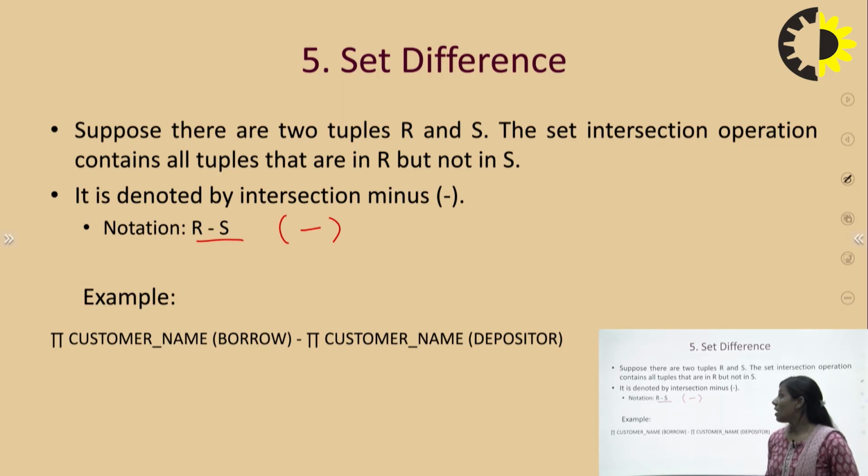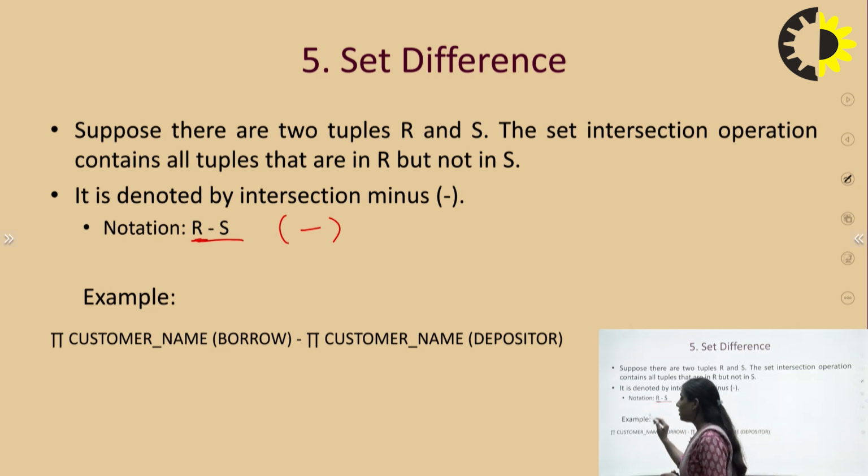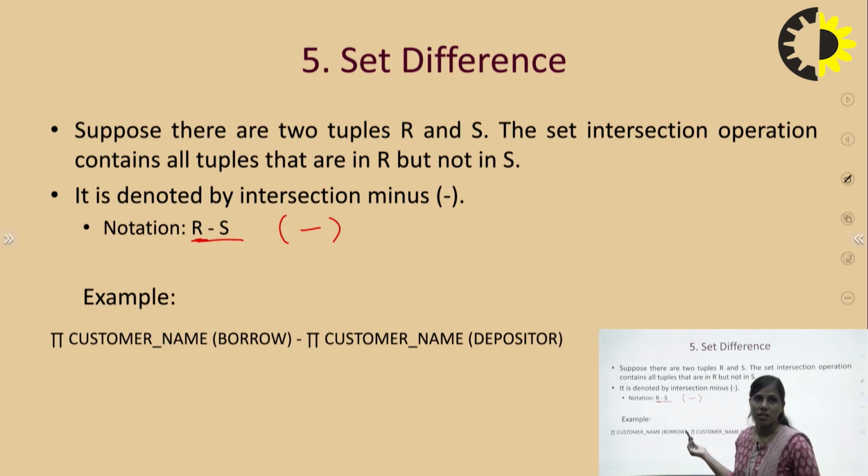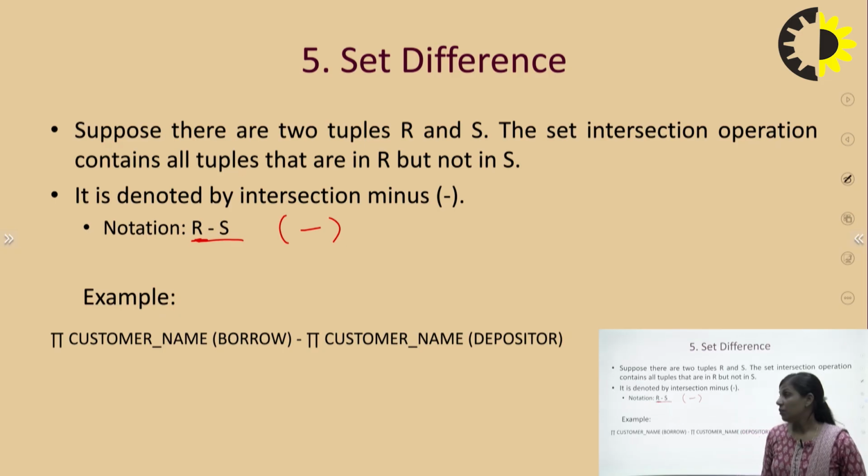Suppose again we have two relations, R and S. The set difference operation contains all the tuples that are in R but not in S. It means all the values of R will be there, but not those in S. So this is how we are going to represent the data. Let's see it by an example, then we will be able to understand things very nicely.